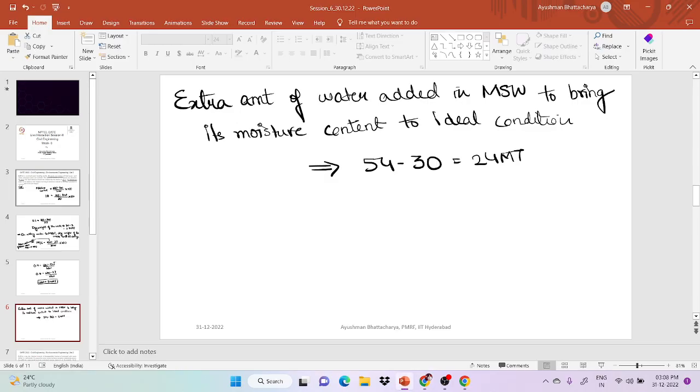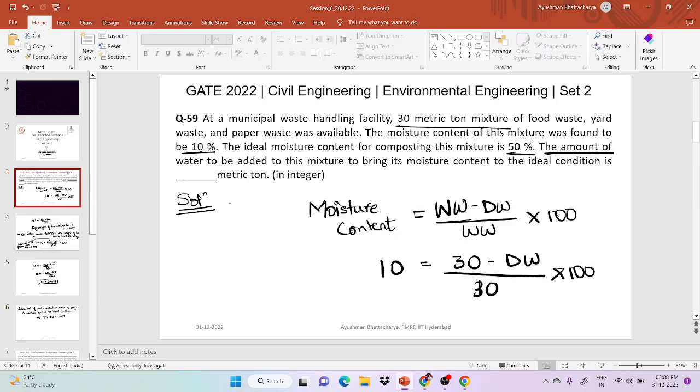So I will just summarize this question once again. They have given a mixture of waste with a weight of 30 metric ton, and they are telling us that the mixture has a moisture content of 10%, but for composting they need an ideal moisture content of 50%. So how much water do they need to add to that waste to get the ideal condition? Initially we know the formula of moisture content, and using that we calculated the dry weight.